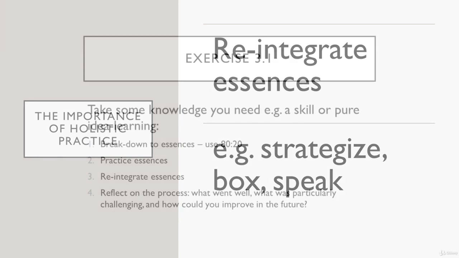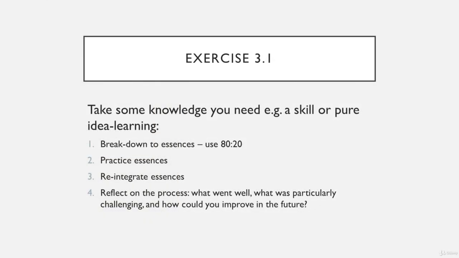So exercise 3.1, take some knowledge that you need. For example, it might be a skill, something practical, or it might be purely conceptual about learning ideas. Break it down to the essences. Use the 80-20 rule and think what 20% of this is the most crucial. What's the 20% that gives 80% of the benefits, or 80% of the end results, the outcomes, if you like, that you're seeking. You then, having broken down to those essences, you want to practice them, and then you want to reintegrate by trying the entire task in its holistic form.